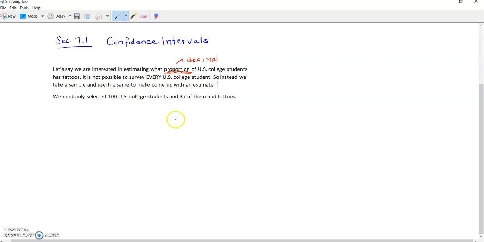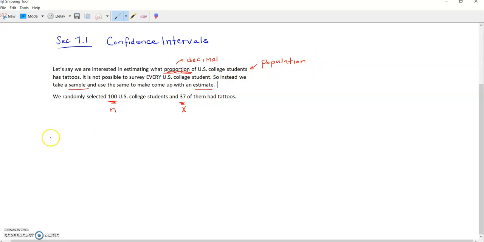It's not possible for us to survey every single U.S. college student. We can't do it. So instead, we're going to use a sample and use that sample to make an estimate. Using sample data to estimate things about the population. In this case, our population is the U.S. college students. So in our sample, we randomly selected 100 U.S. college students, that's N, and 37 of them had tattoos, that's going to be X. How many successes we had, how many actually had tattoos.